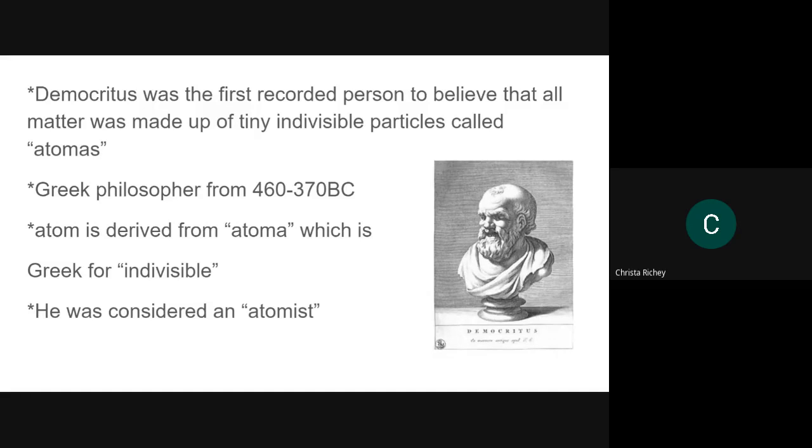These guys are the people that wore togas, and they had the little laurel, like the olive branch leaf things around their head. And what Democritus said was, all right, all this stuff around us is made up of little stuff that we can't see, and I'm going to call them atomas. Atoma is Greek literally for indivisible. That's what it means. This is where we get the word atom from. And the people that believed him and went along with what he said were called atomists, from the Greek word atoma.